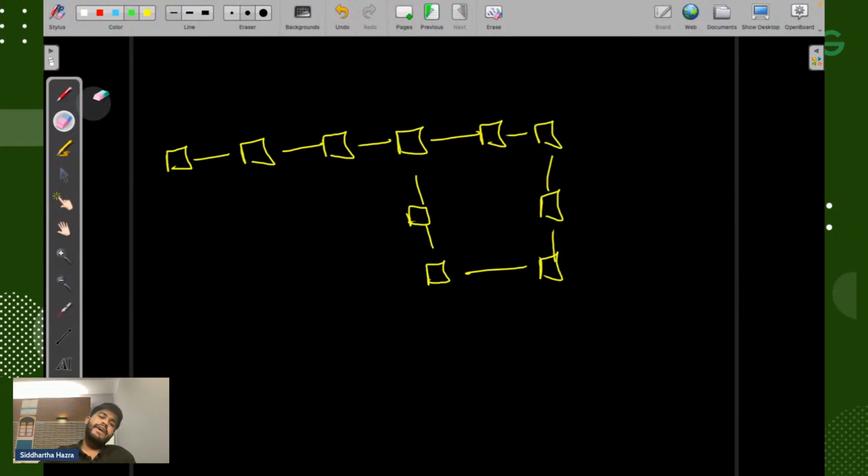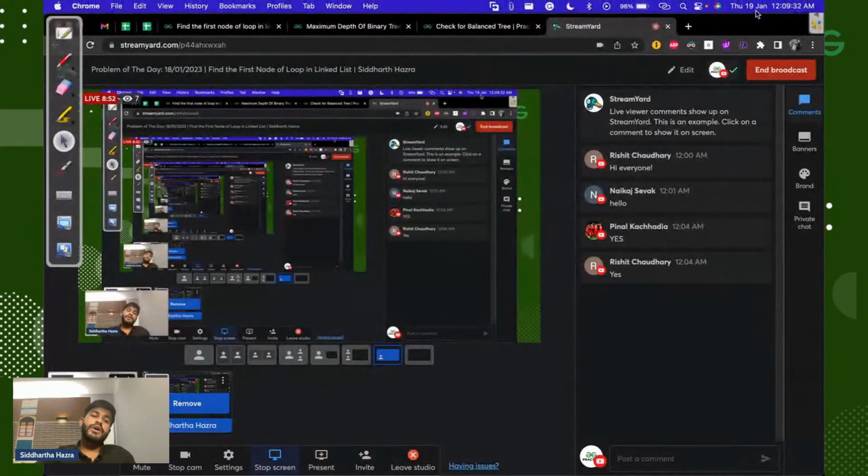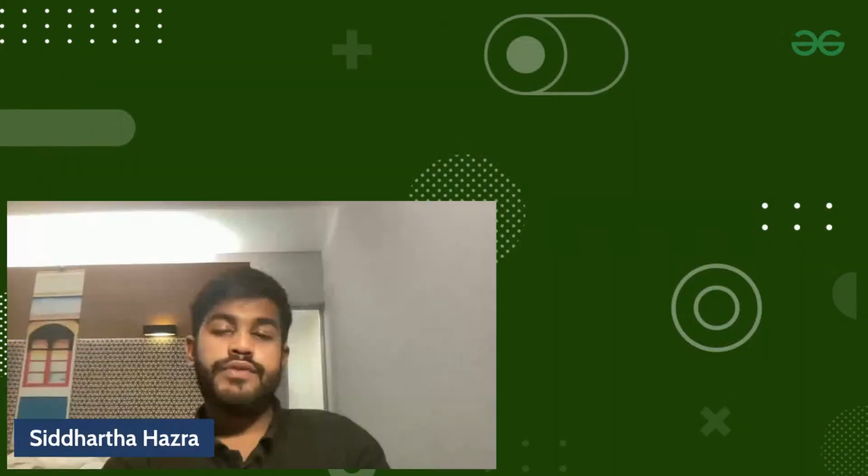So am I clear with the finding of a loop in a linked list or not? Give me a quick yes or no, like to find if a loop exists in a linked list or not. Okay. Thanks, Mo Muzimdar.